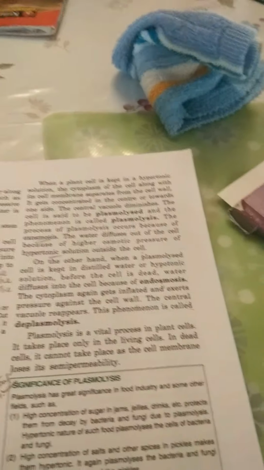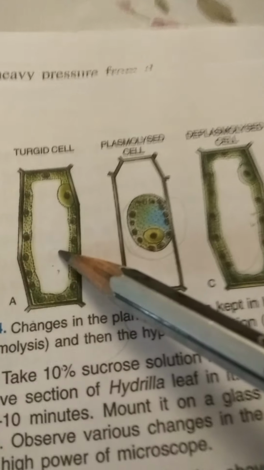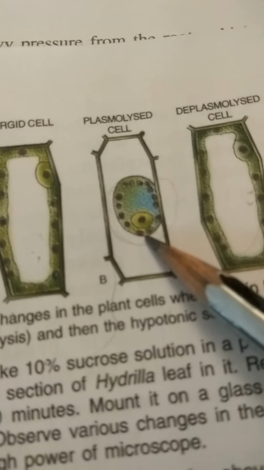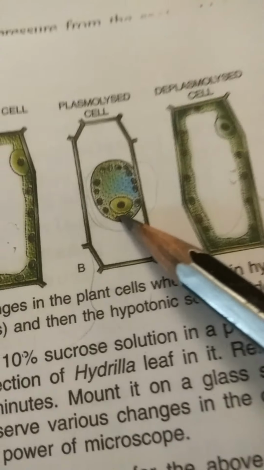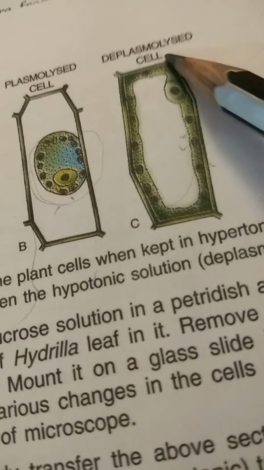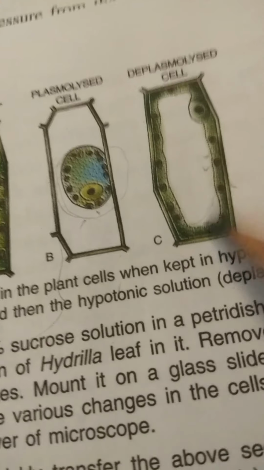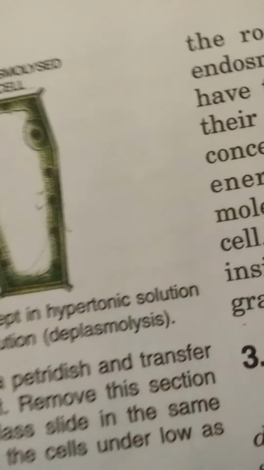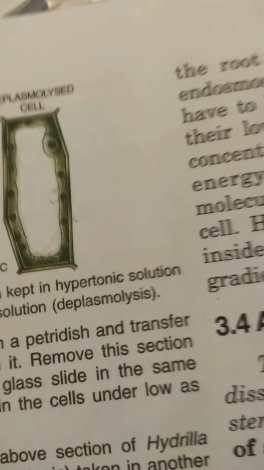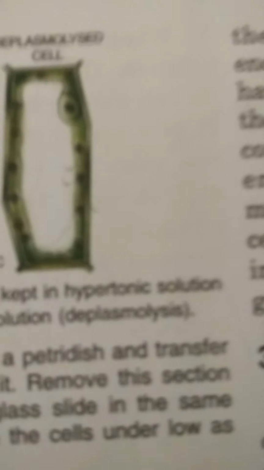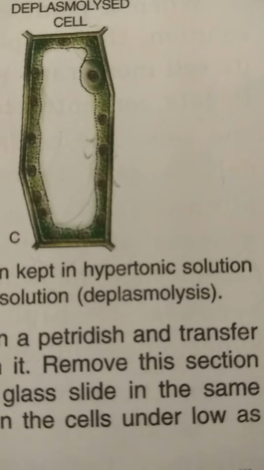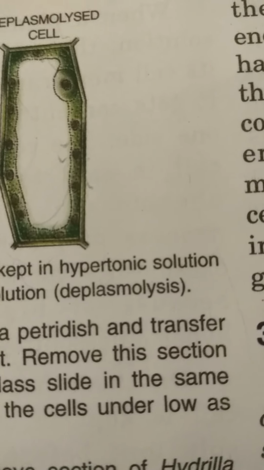Now, we will come to the figure. I'll show you the figure. This was the original cell placed in hypertonic solution. It becomes plasmolysed, and this plasmolysed cell, when immediately is placed in hypotonic solution, it will regain its original state. That is, it will become turgid again. So this is how after plasmolysis, the re-entry of water takes place and the reversal of plasmolysis is deplasmolysis.